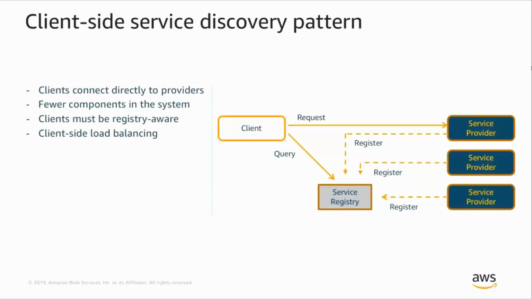So that's the thing that we're going to discuss today with AWS Cloud Map. AWS Cloud Map is pretty much that solution that enables service registry and service discovery and follows the client-side service discovery pattern.